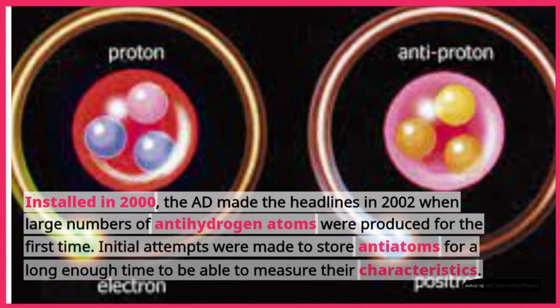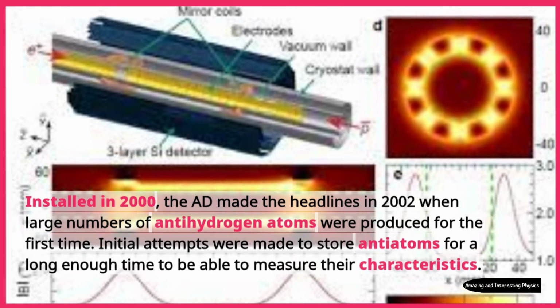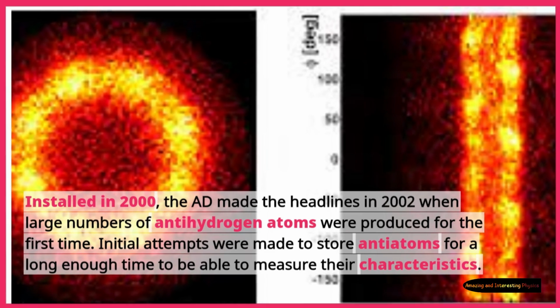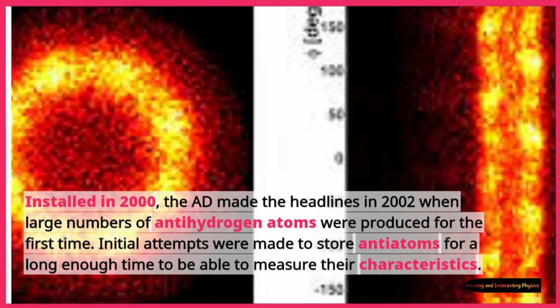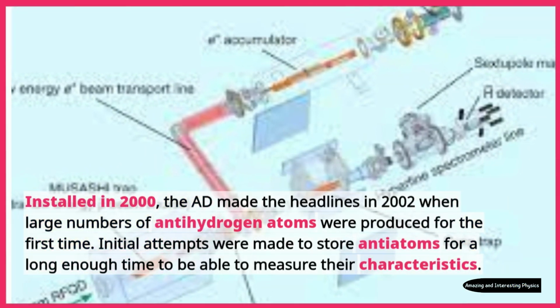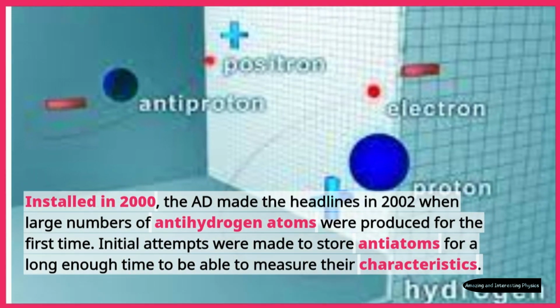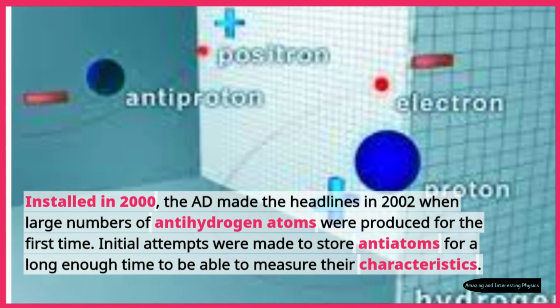Installed in 2000, the AD made the headlines in 2002 when large numbers of antihydrogen atoms were produced for the first time. Initial attempts were made to store antiatoms for a long enough time to be able to measure their characteristics.